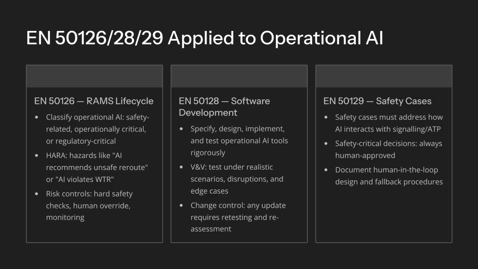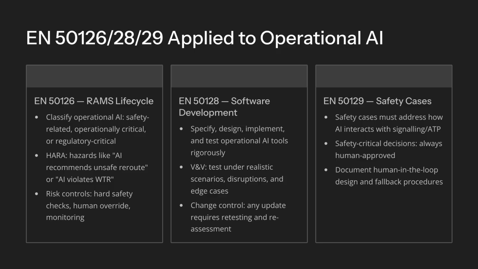Operational AI doesn't sit in isolation. It interacts with safety critical systems, signaling, automatic train protection, and the safety cases for those systems need to explicitly address the AI interface. Four questions in particular: how are AI recommendations evaluated before being executed? What hard safety constraints are enforced and by what mechanism? What happens if the AI fails? And how is human authority preserved throughout?